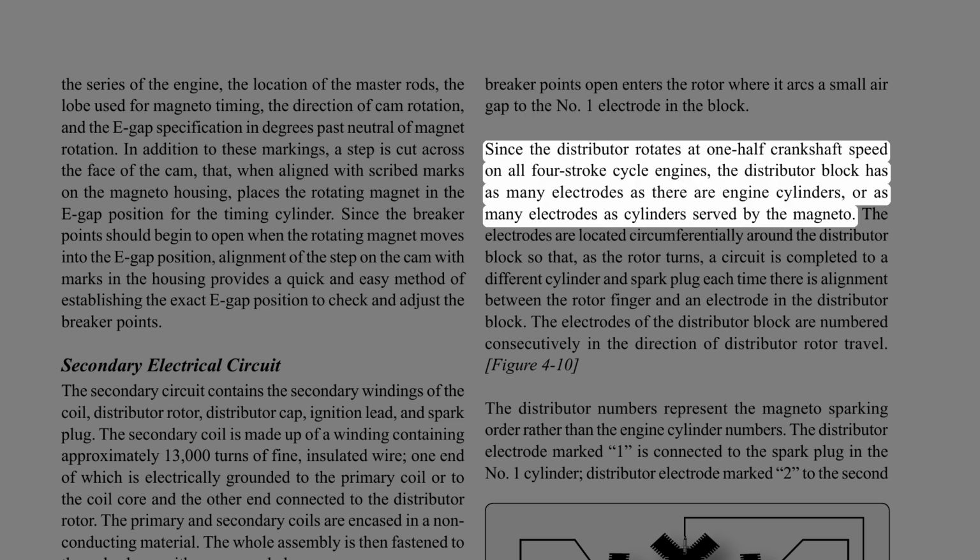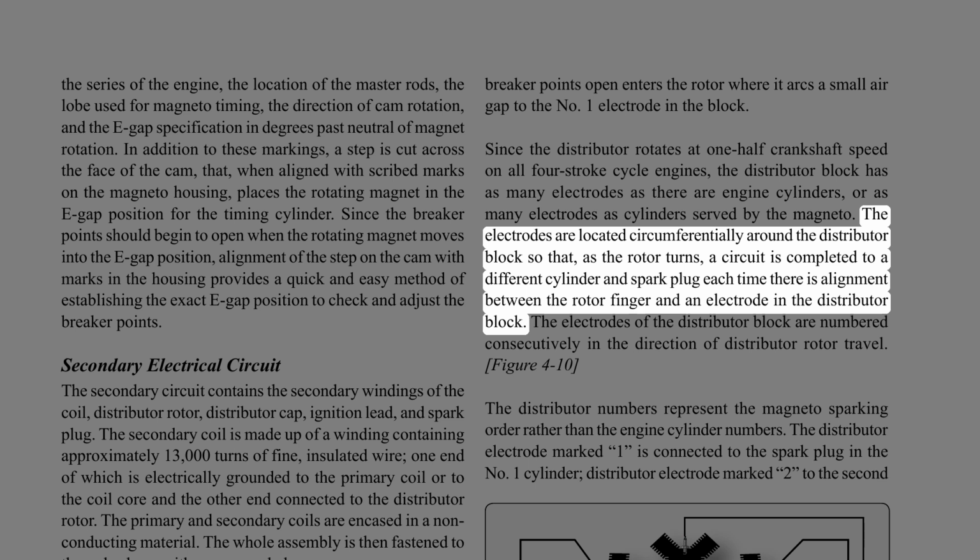Since the distributor rotates at 1/2 crankshaft speed on all 4-stroke cycle engines, the distributor block has as many electrodes as there are engine cylinders, or as many electrodes as cylinders served by the magneto. The electrodes are located circumferentially around the distributor block so that, as the rotor turns, a circuit is completed to a different cylinder and spark plug each time there is alignment between the rotor finger and an electrode in the distributor block.